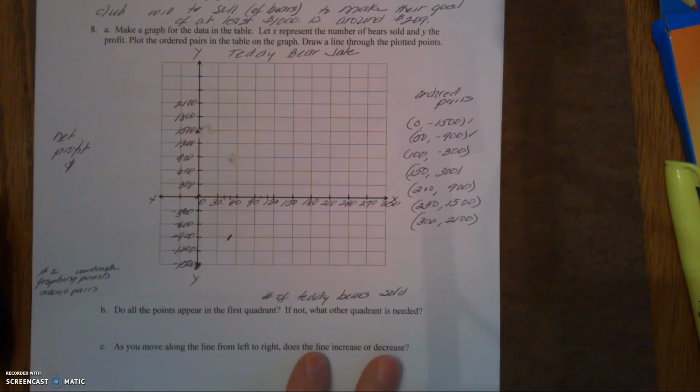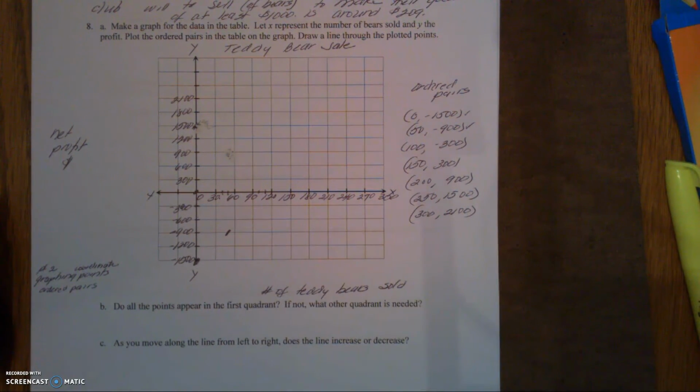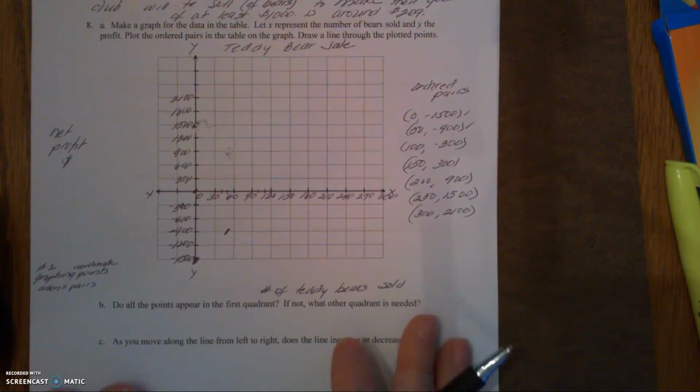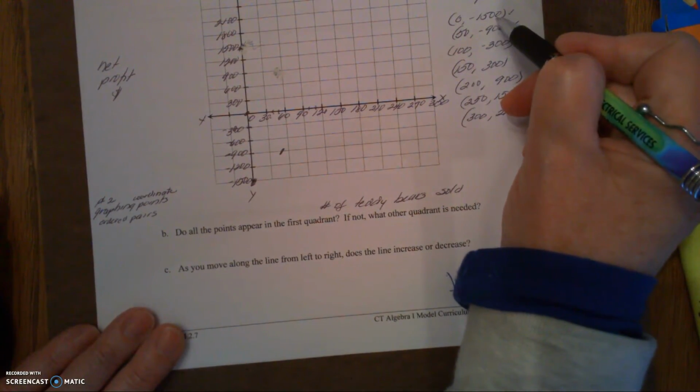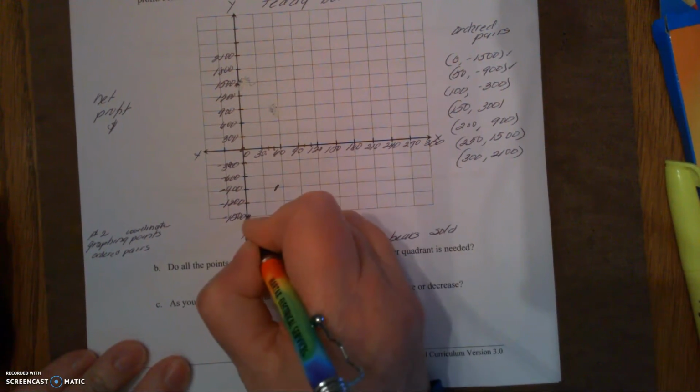Okay, so now we're going to do teddy bear sales part 2. We have our ordered pairs that we took from the table from the previous page. So now we're going to graph them. So here we have 0 and negative 1500.